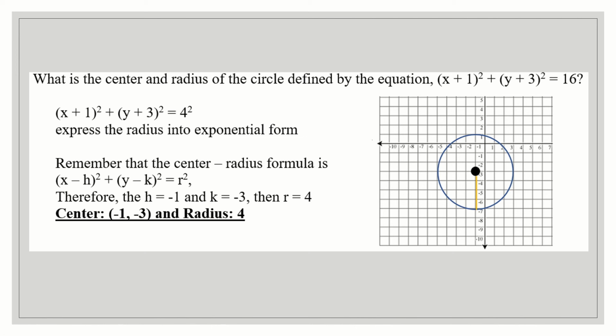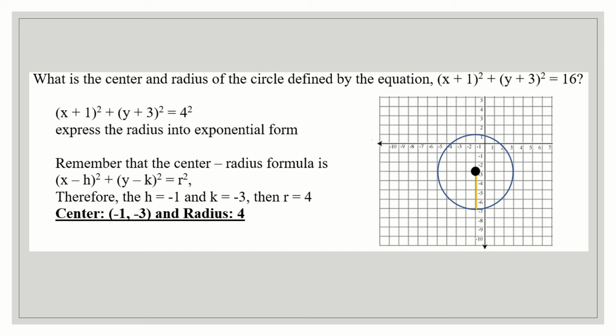Let us now continue with the third example. What is the center and radius of the circle defined by the equation the quantity of x plus 1 squared plus the quantity of y plus 3 squared is equal to 16? First, let us express the radius into exponential form. So 16 is equivalent to 4 squared. The quantity of x plus 1 squared plus the quantity of y plus 3 squared is equal to 4 squared.